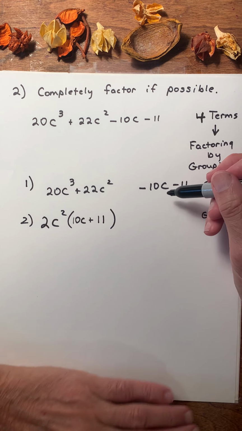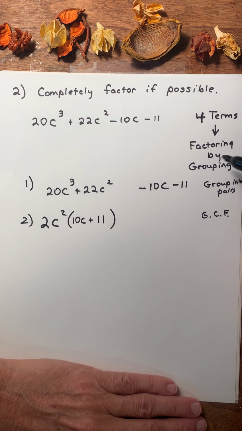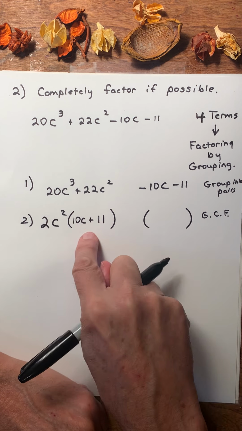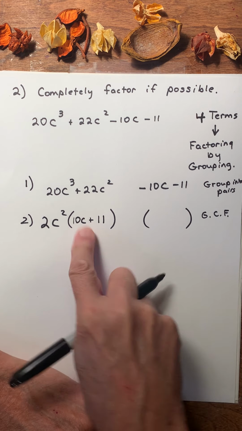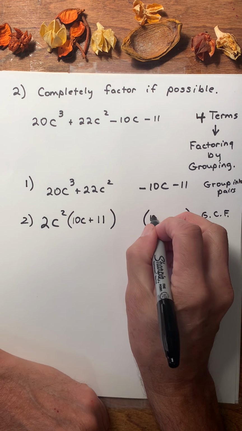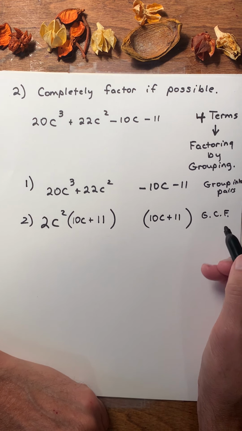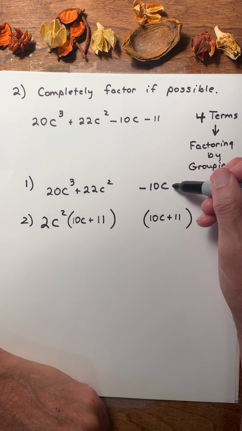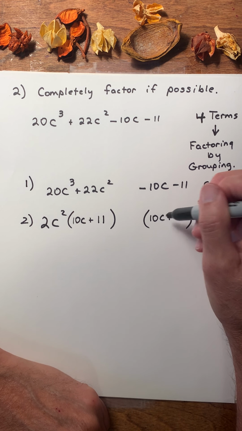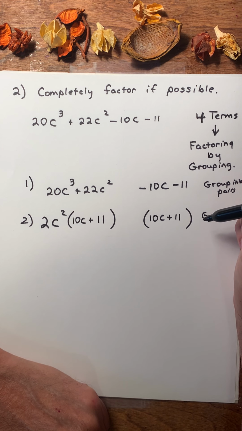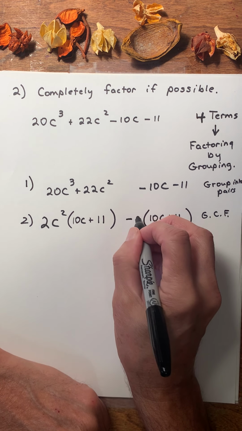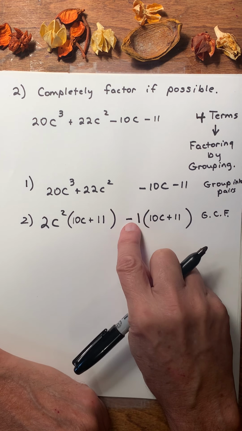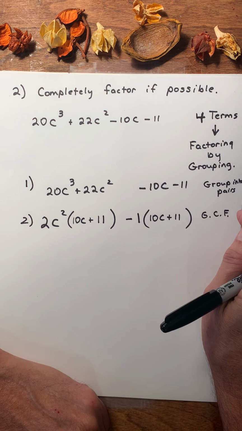Now, one thing you remember from factoring by grouping is that this second parentheses has to be identical to this first parentheses. Not similar, but identical. So it's got to be 10C plus 11. So I have to factor something out of these two terms to leave a positive 10C plus 11. And most of you see that is a negative 1. Negative 1 times 10C, negative 10C.